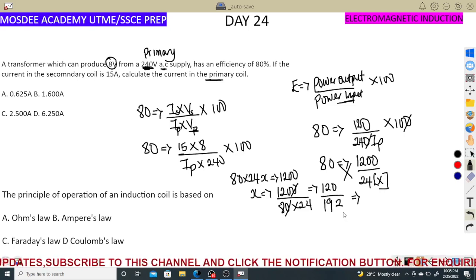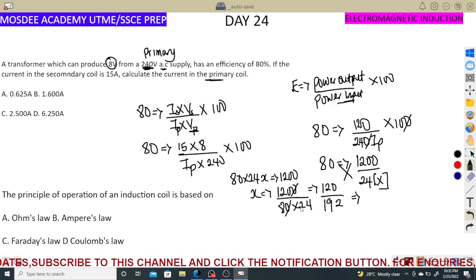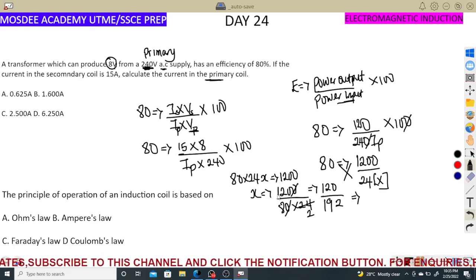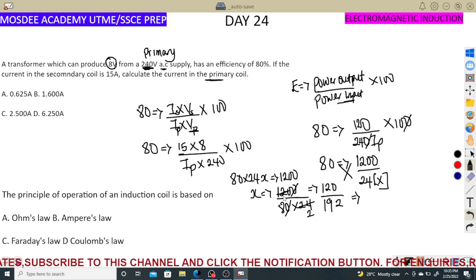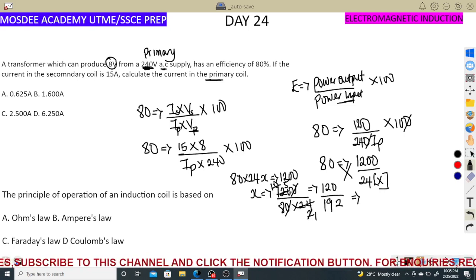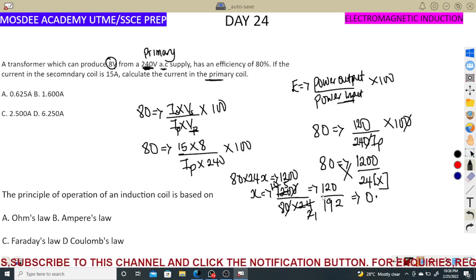I told you my calculator is rubbish, so you can just cut. If I want to cut here, this one will be better for me because I know 24 can go in 120. Or 12 can go here 2. 12 can go in 120, 10. 12 can go in 12, 1. 2 here 5. 5 over 8 is 0.625. You can see 5 over 8.